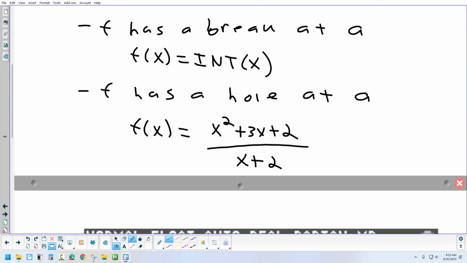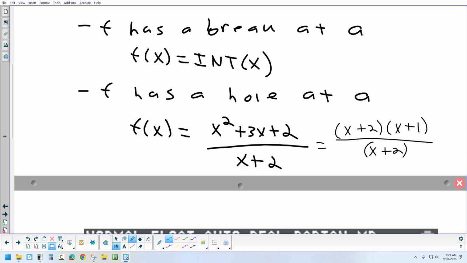Does anybody know why this particular graph has a hole in it? Is it because there's a 2 on the top and a 1? Not necessarily. These don't always have to be the same to have a hole in it. But yeah, in that one there is a 2 in the top and the bottom. But it does have something to do with the top. How could I rewrite the top? Yeah. x plus 2 times x plus 1. You could rewrite the top, if you factor it, as x plus 2, x plus 1.